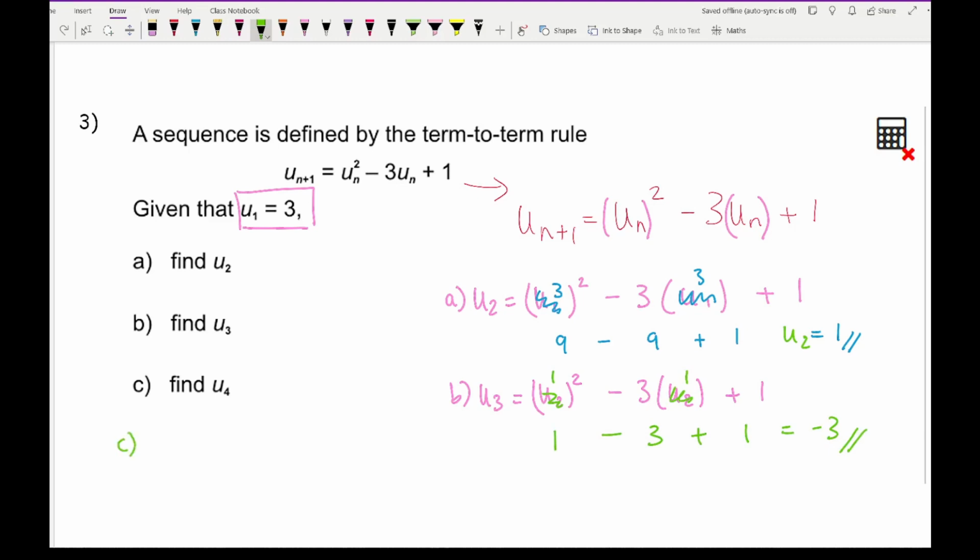So then to work out C, well, U4 is going to be U3 squared minus 3 lots of U3 plus 1. So then U3 equals minus 3, so that's going to be minus 3 squared minus 3 times minus 3 plus 1, which then becomes positive 9 plus 9 plus 1, which gives me an answer of 19. So my U2 value is positive 1, my U3 is minus 3, and my U4 value is 19.